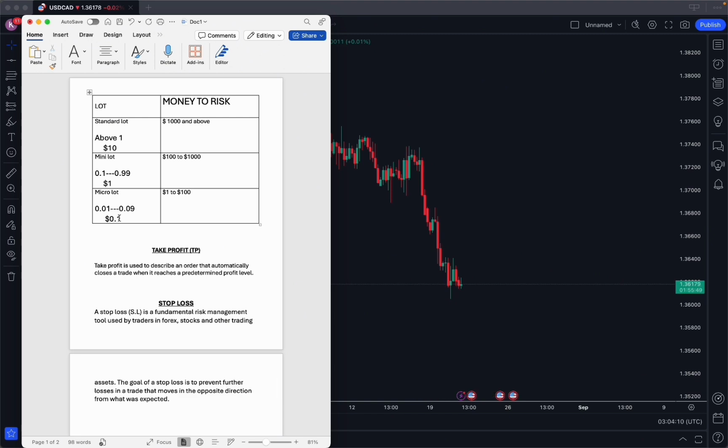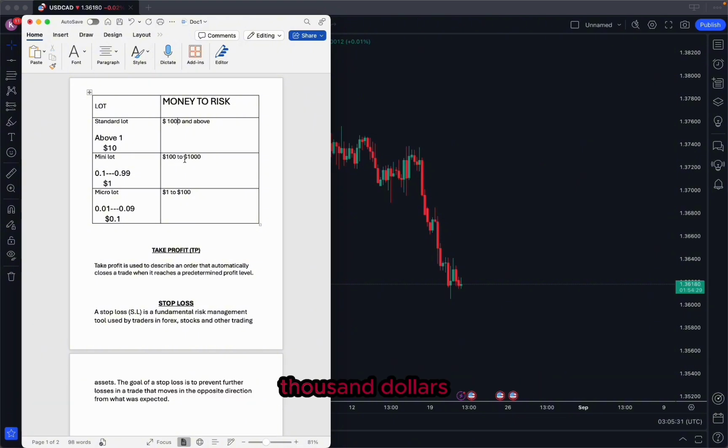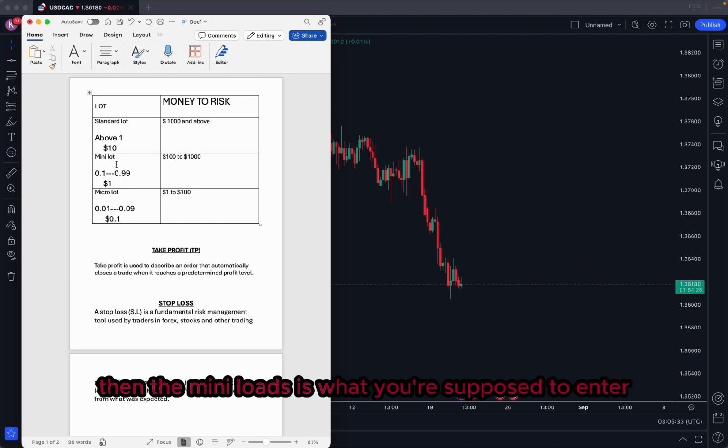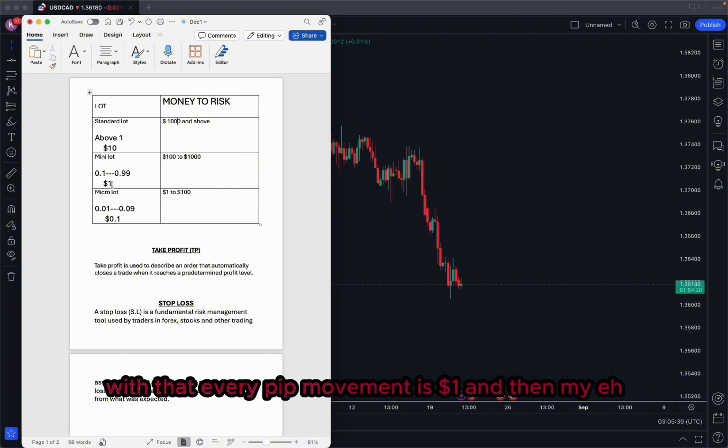$0.1. If you are risking anywhere between $100 to $1,000, then the mini lot is what you are supposed to enter, and with that every pip movement is $1. And if you are risking anywhere between $1 to $100, then the micro lot is what to be considered. Let's go to the chart and take a practical example.